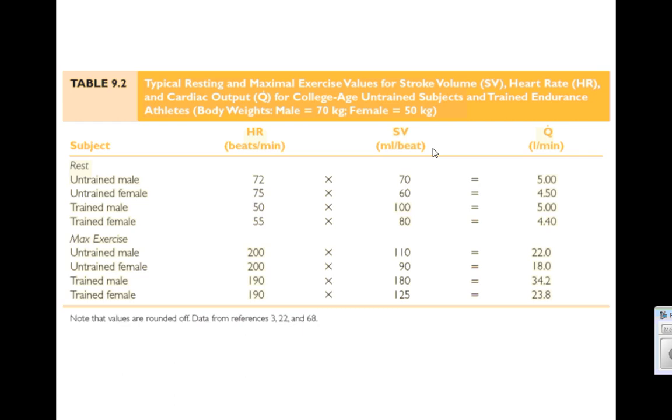Okay, look at the difference. 22 for an untrained male versus 34 in a trained, and 18 and 23 for untrained and trained females. Heart rate's actually lower, but look at the huge difference in stroke volume. This isn't something I'm going to ask you to know on the test. It's actually something I pulled from my exercise phys book. But it's just kind of cool to see what training your body can do as far as your heart goes.